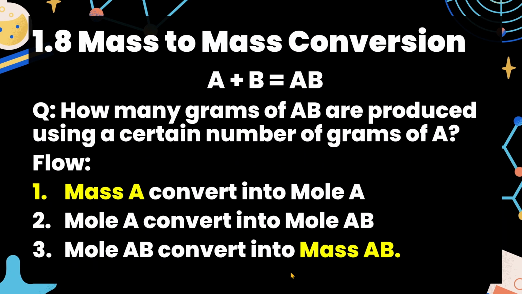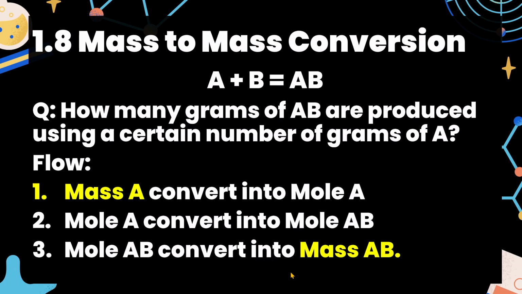Consider this chemical reaction. A plus B equals AB. How many grams of AB are produced using a certain number of grams of A? So we are asked to determine the number of mass or grams of AB if we use a specific amount or certain number of grams of A.